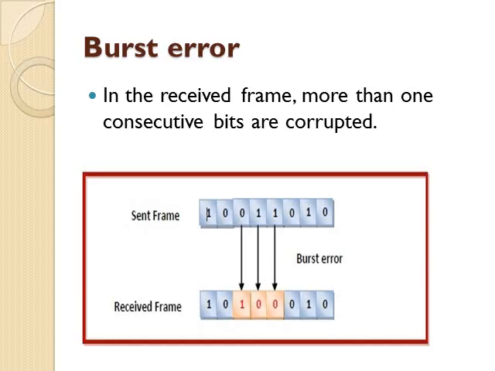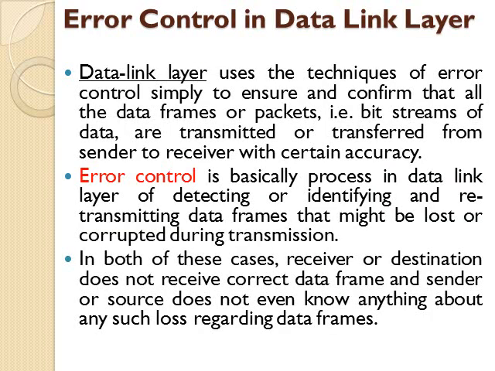The third one is burst errors. In the received frame, more than one consecutive bits are corrupted. Consecutive bits means the bits appear one after another. Here, see, the third, fourth, and fifth bits are corrupted. This type of error is said to be a burst error.